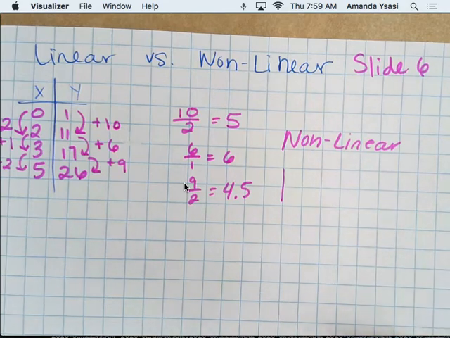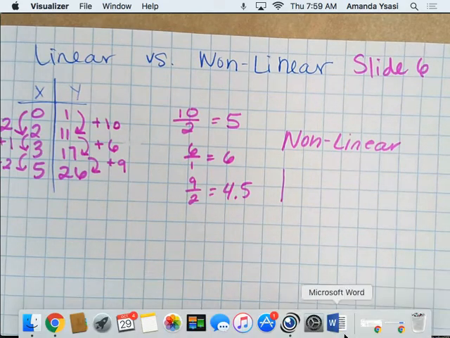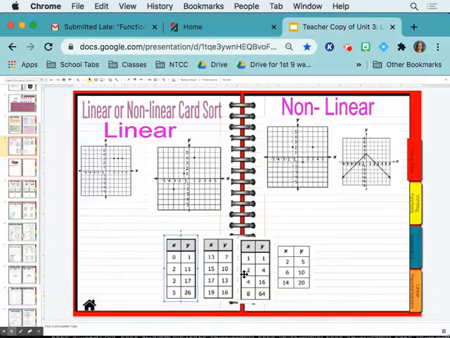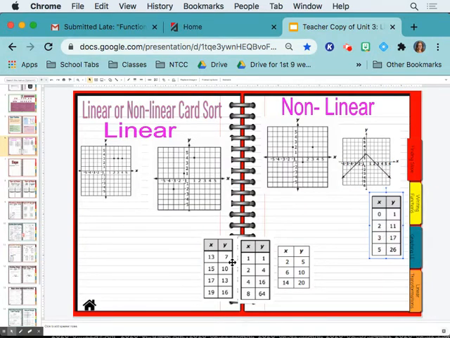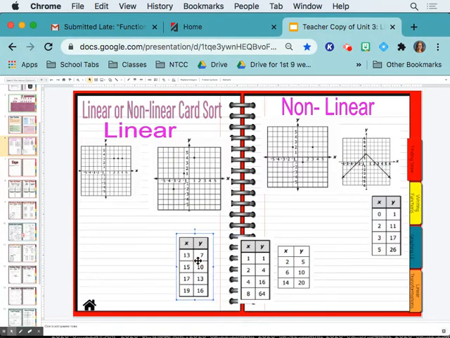I'm not going to write anything there. All right, let's look at the next one. So I'm going to write it down in my journal. X, Y: 13, 7; 15, 10; 17, 13; 19, 16.